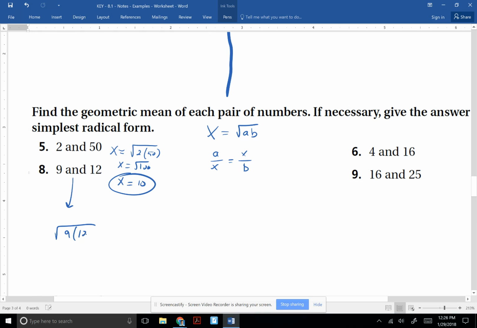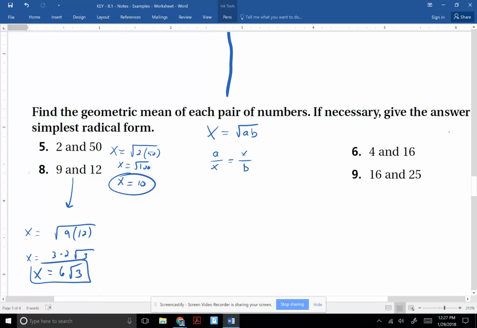And then this one, radical 9 and 12. So X equals, right, the geometric mean. And then 9 I can pull out, it's basically already a perfect square, so that's 3. And then 12 is 3 times 4, so I can pull out the 4, it would be 2. And then what's left is a 3. So we get 6 radical 3.